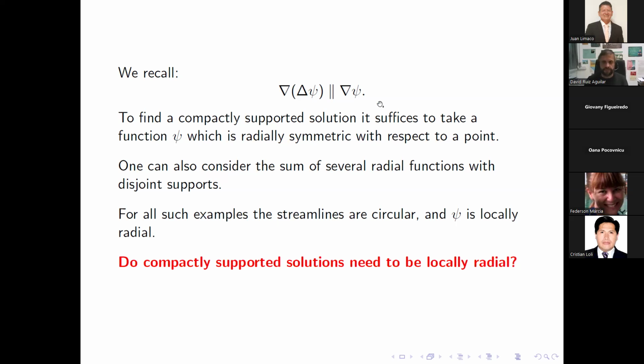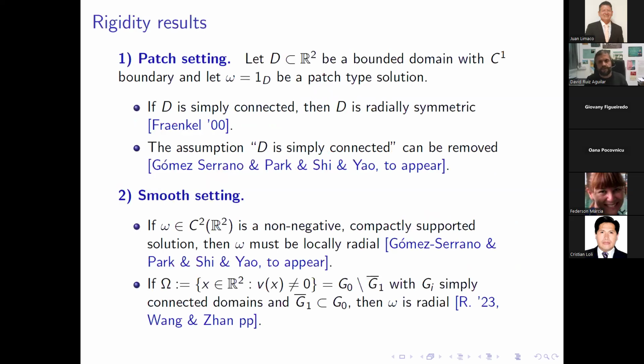Regarding this question, there have been many results. I'm going to divide the results between rigidity results and flexibility results. Rigidity results tell you that under certain conditions the streamlines are actually circular. The first result I'm going to comment on is in the patch setting. A patch is a solution in which the vorticity is just the characteristic function of a certain domain.